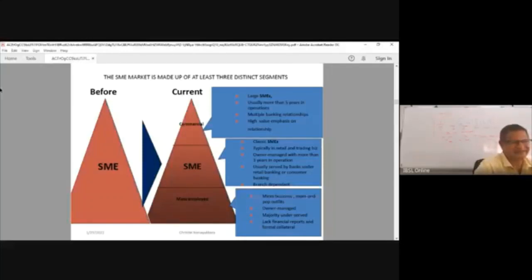Now, SME, you remember, the Central Bank also has given a criteria. Any customer who has not borrowed more than 35 million from your bank, and whose annual turnover is not exceeding 600 million, is an SME customer. Anything above that, he can be put into a corporate client, or he will move on to the corporate sector. So all the customers below 35 million borrowing and 600 million turnover are classified as SME.